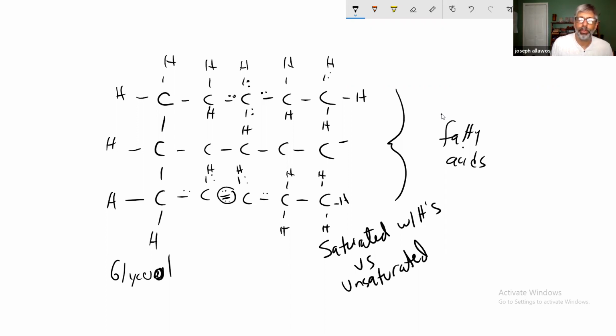And you can have multiple double bonds or none at all in a particular fatty acid, and that determines if it's unsaturated or saturated. When they talk about monounsaturated versus diunsaturated, right, they're talking about how many of these double bonds there might be in a given fatty acid. What does the food industry do?